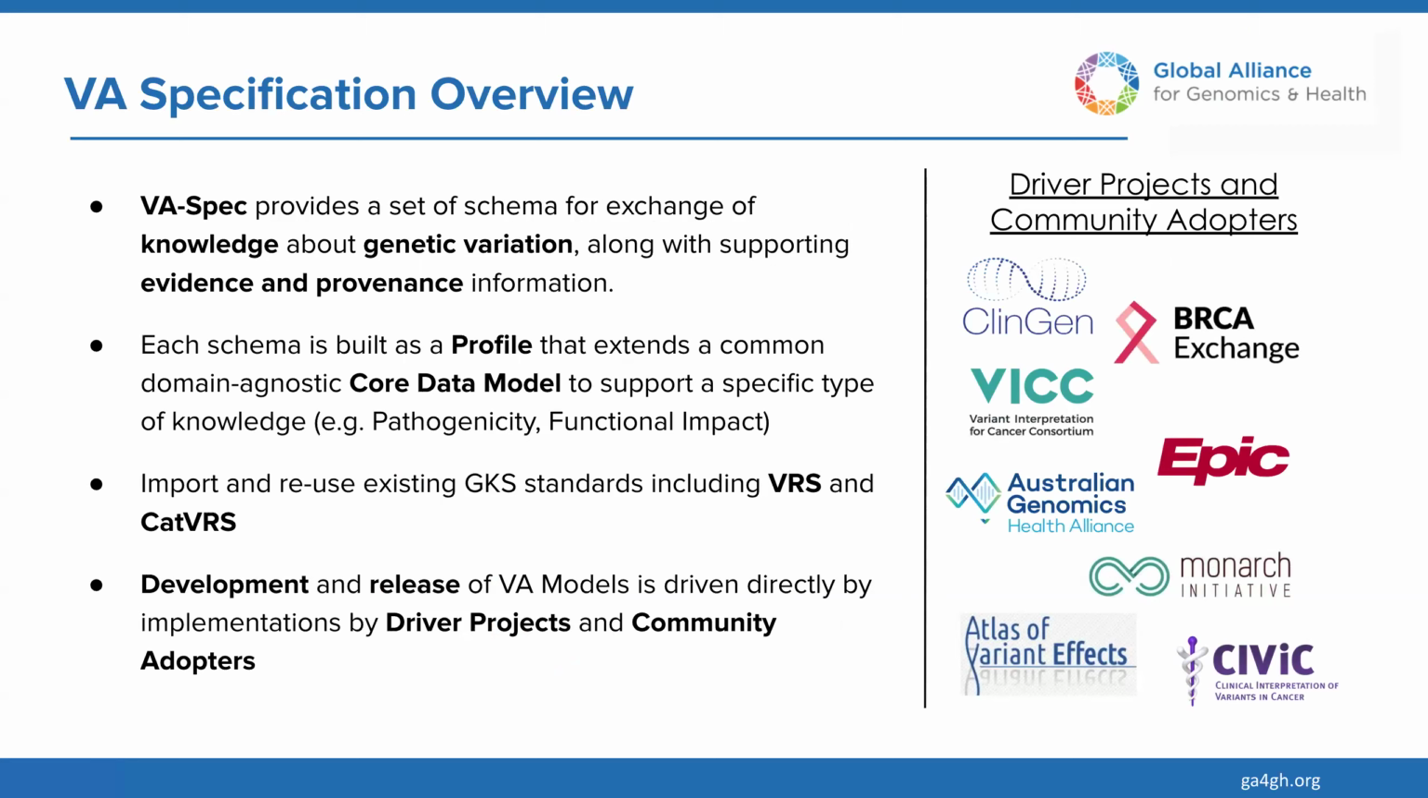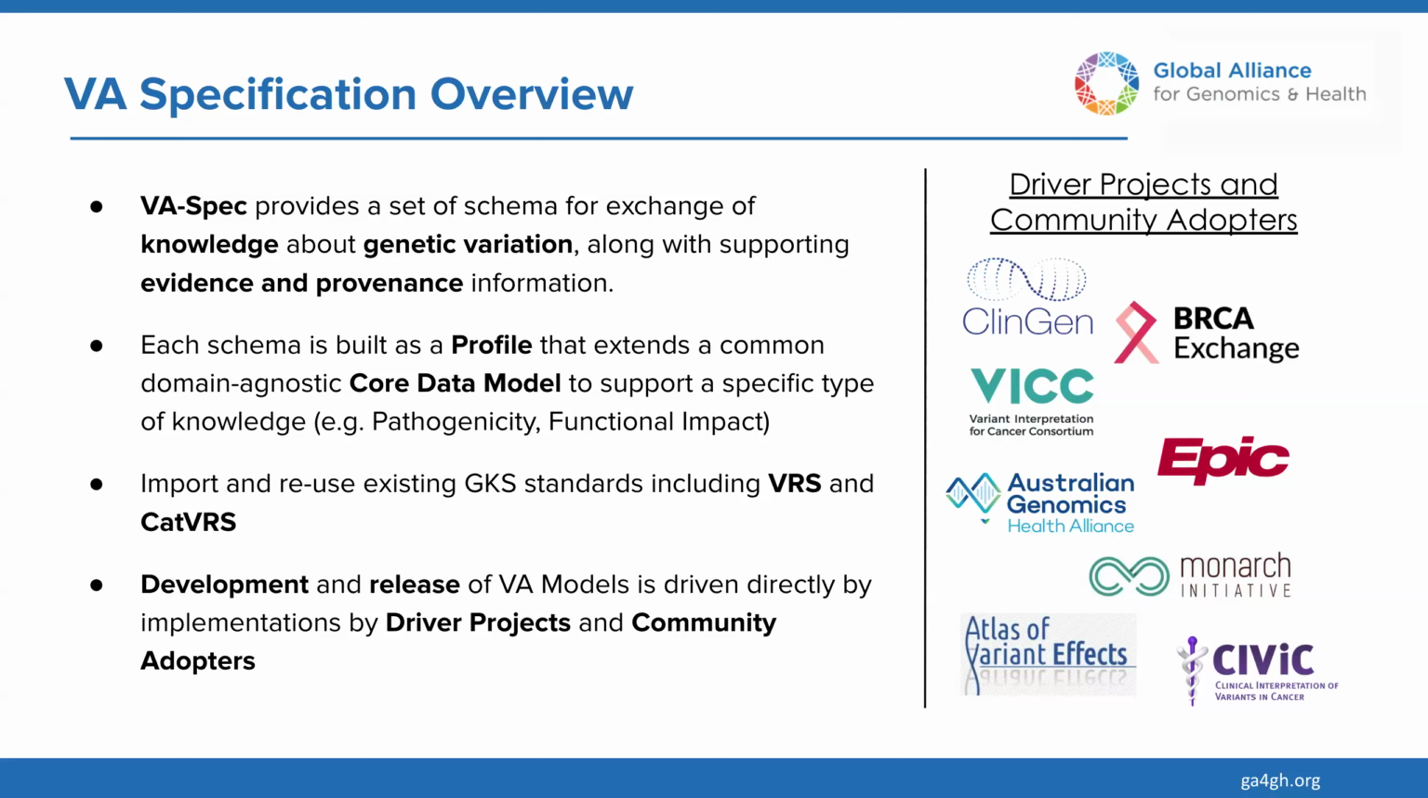Each schema in this set is built as what we call a profile that extends a common domain-agnostic core model to support a specific type of variant knowledge. We saw examples of these types, like pathogenicity, functional impact, and therapeutic response associations. Importantly, these schemas import and reuse existing GKS standards like VRS and Cat-VRS, which are used to represent the variation concepts that VA knowledge reported in VA-Spec data is about.